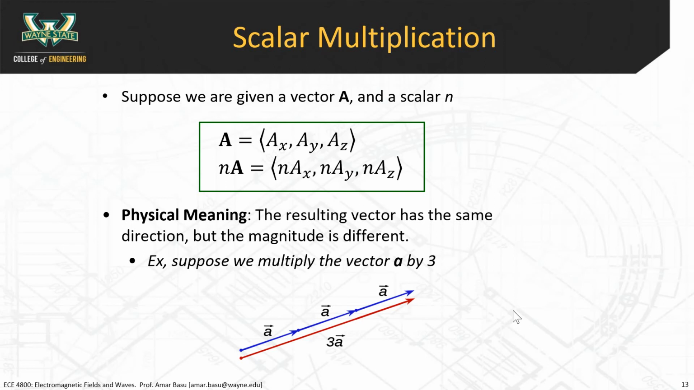The first one is scalar multiplication. Suppose we're given a vector A and a scalar n. Let's say we're working with a three-dimensional vector now. You notice that there are three components of the vector A: ax, ay, and az. This is the x component, the y component, and the z component. If you multiply a vector by a scalar, the resulting vector has the same direction but a different magnitude. So if you multiplied a vector A by 3, you'd get 3 times the magnitude, but the same direction. That's the key point here. When you do scalar multiplication, the resulting vector has the same direction, just a different magnitude.